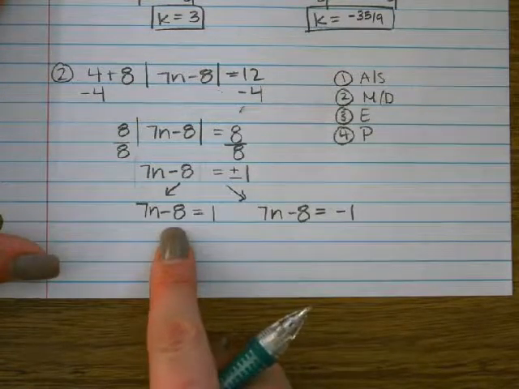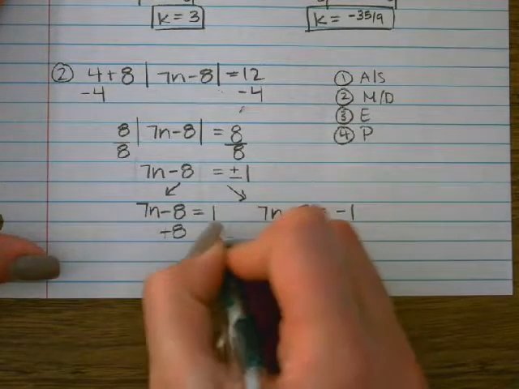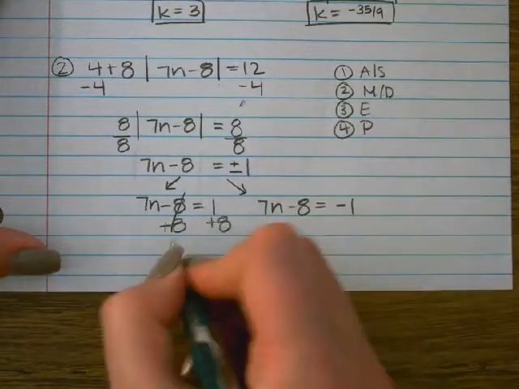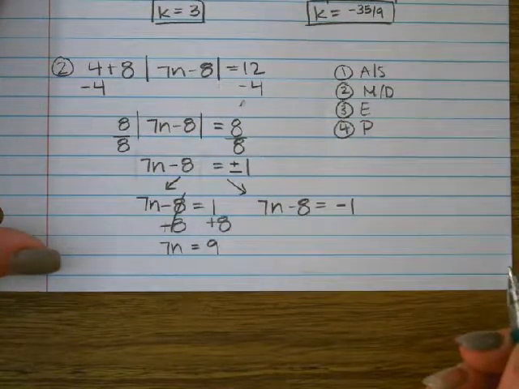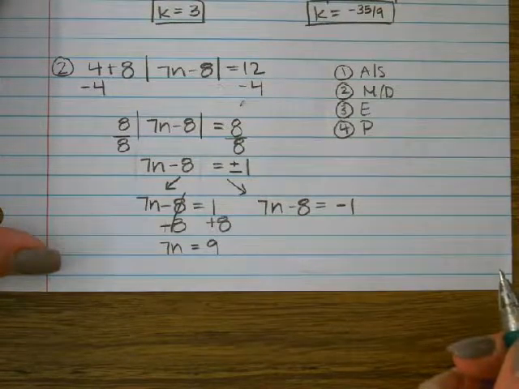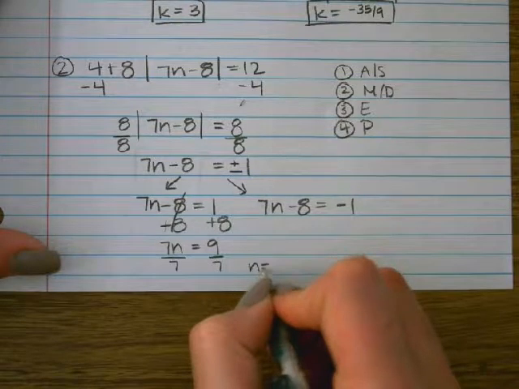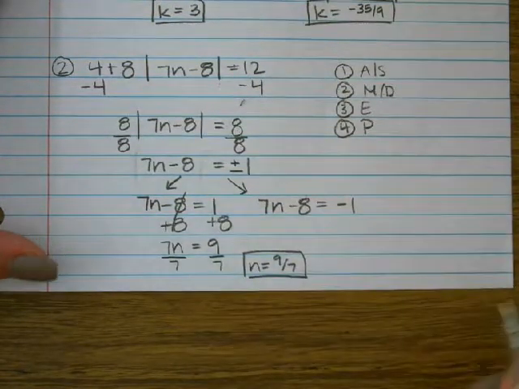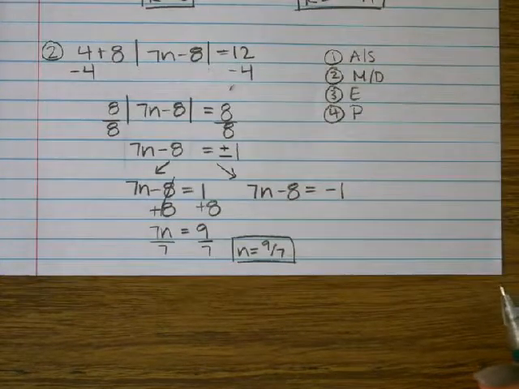So what do I do over here? Plus 8. So 7n equals 9. And then what do I do? Divide by 7. Oh my gosh, fractions. 9 over 7. That wasn't bad. See how that wasn't bad? That's pretty okay.